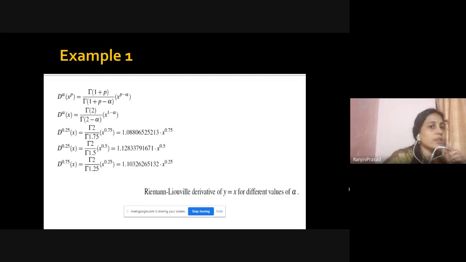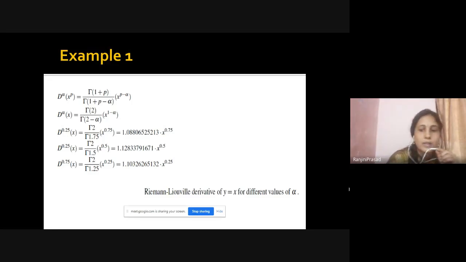So you can substitute alpha equal to 0.25, 0.50, 0.75, and like that you'll get all the values of this. Okay, so dy by dx is 1, I mean if y is equal to x, then that will be 1, a single value. But here you can find different values according to the different values of alpha.